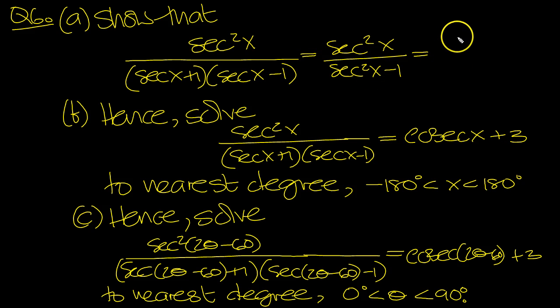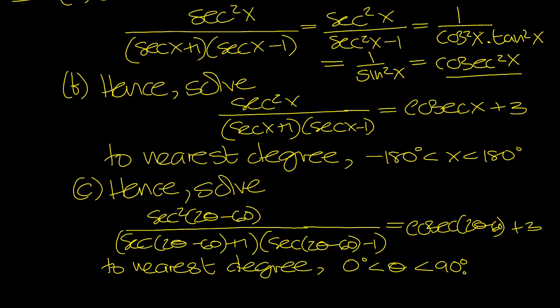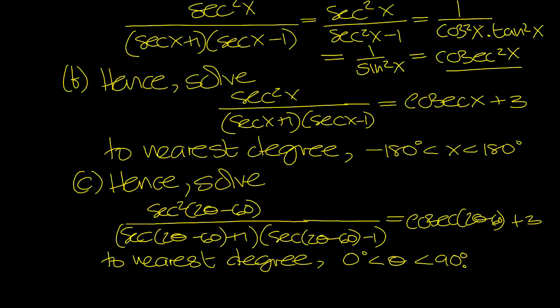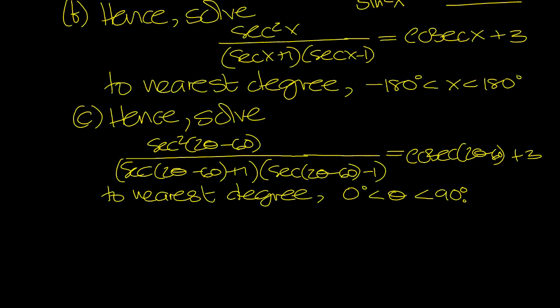So this is tan squared, so it's 1 over cos squared, that's the sec squared there, and then times by tan squared x, and that's equal to sine squared over cos squared. The cos squareds will cancel, so we're just left with 1 over sine squared, and that's of course cosec squared x, which is what we wanted to show. So we've done that then. So B, we've got the left hand side equal to cosec squared, and hence solve this equation here. So part B then.